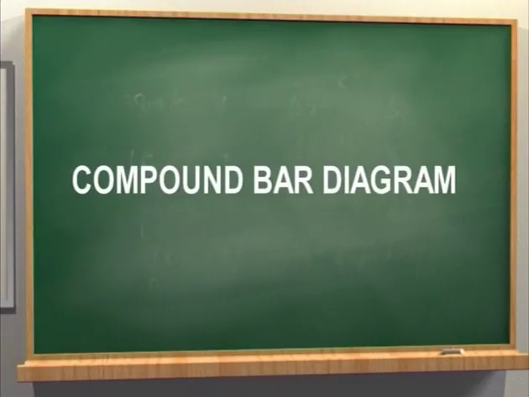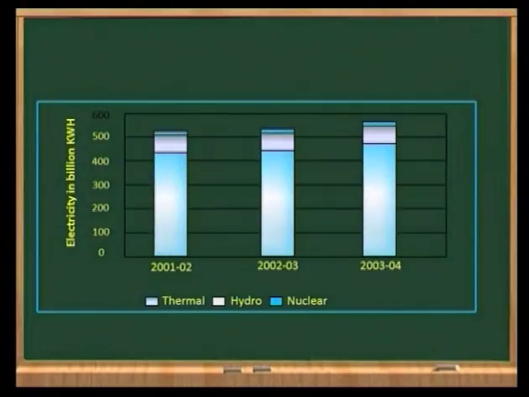Now let us move on to compound bar diagram. When different components are grouped in one set of variables, or different variables of one component are put together, their representation is made by a compound bar diagram. In this method, different variables are shown in a single bar with different rectangles. Look at the example of a compound bar diagram.